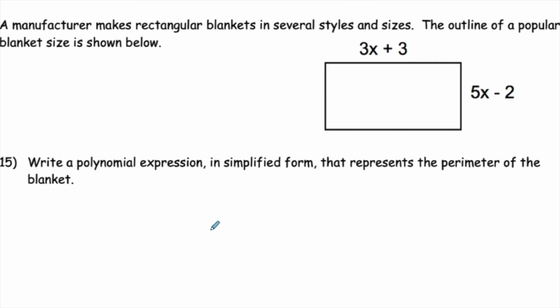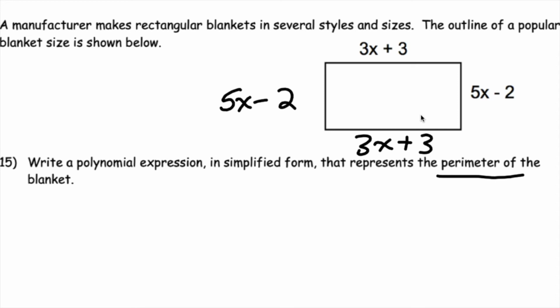Next, 15. 15 and 16 are both based off of this picture right here. So we're going to basically be looking for two things. One is the perimeter, and one is the area. So for the perimeter, remember, both sides are the same, 5x minus 2, and also the top and the bottom are the same, 3x plus 3. So we're going to go through and add these all up.